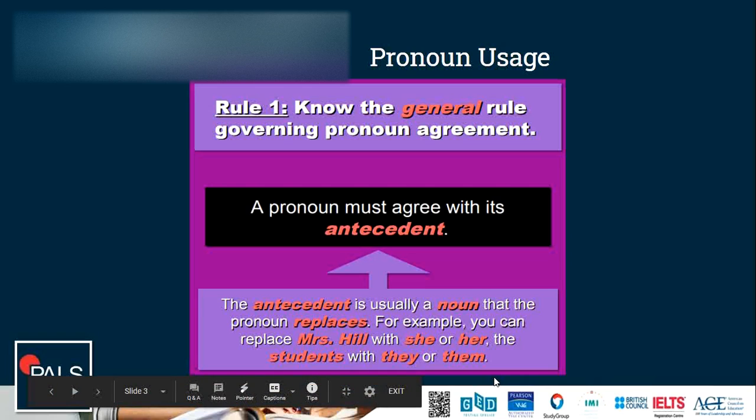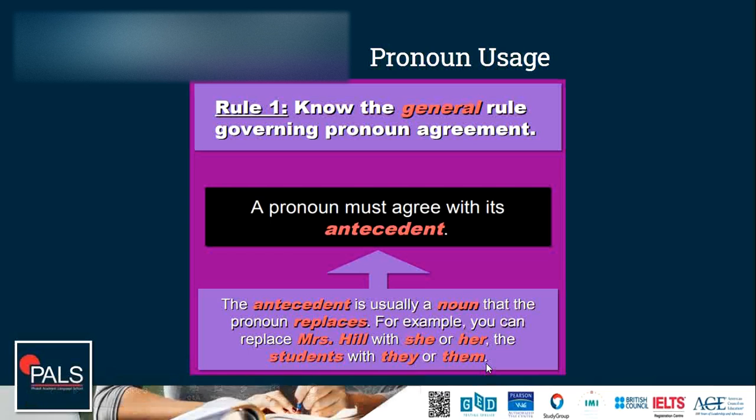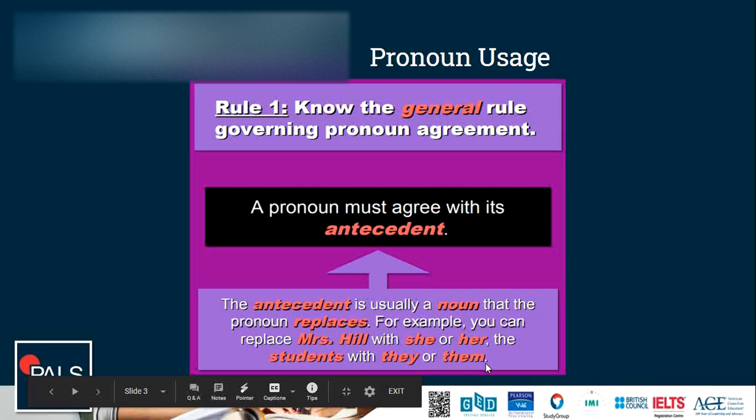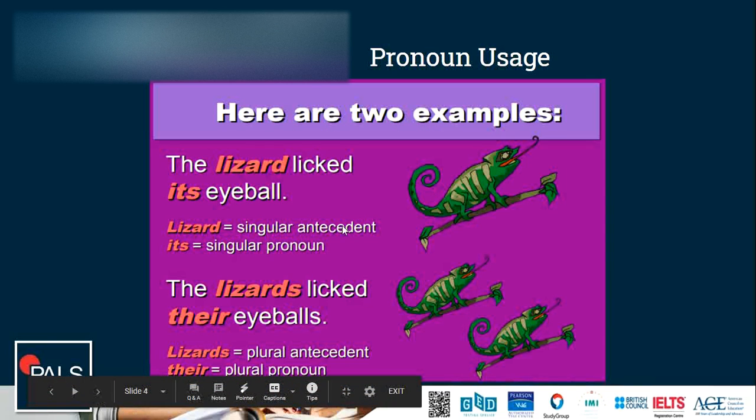So, an antecedent is, of course, a noun. The main use of a pronoun is, of course, to take the place of a noun within the sentence. Okay, so an antecedent is the noun that a pronoun replaces in the sentence. So that's the first rule. Know what an antecedent is, and it must agree with the pronoun within the sentence. Here are 2 examples.